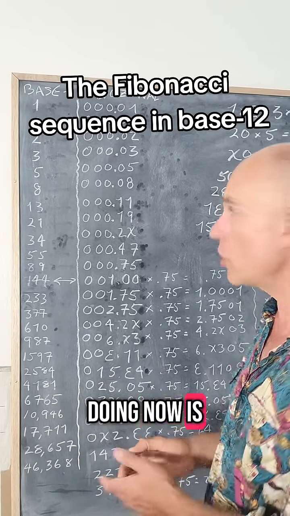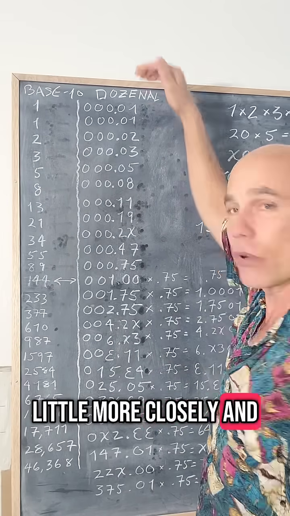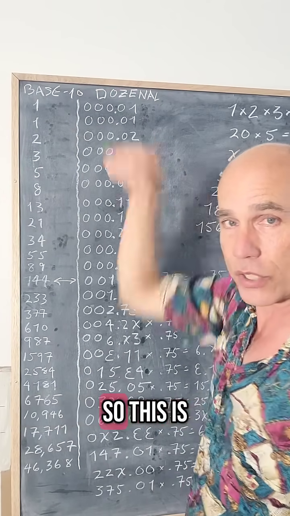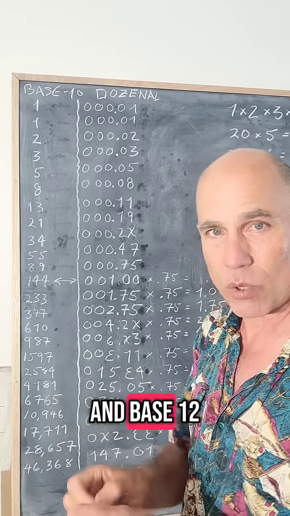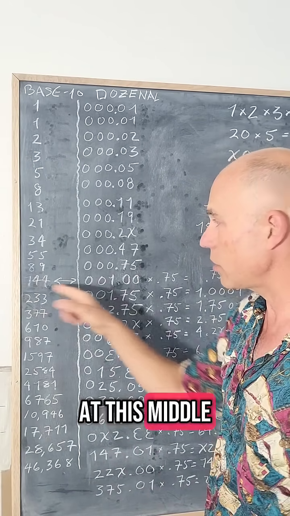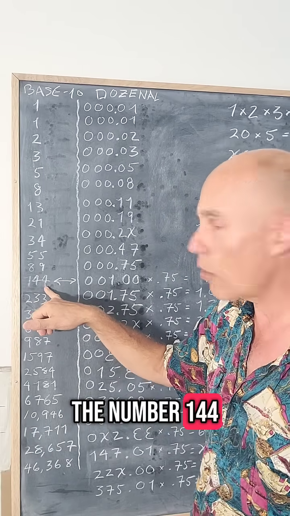So what we're doing now is looking at that repeating pattern a little more closely, and we're giving these values their decimal values. So this is where it's really important to realize that the difference between base 10 and base 12 lies in the size of the decimal place. So we'll look at this middle section here to really get clear on that. Here we have the number 144.